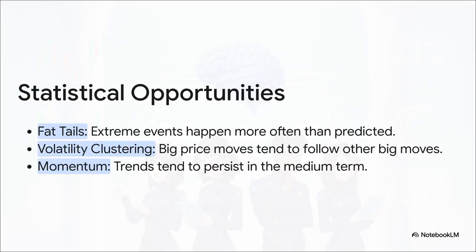And here are some of the specific documented statistical quirks of markets that create these opportunities. You've got fat tails, which just means that wild, extreme market moves happen way more often than standard statistics would predict. There's volatility clustering, the simple observation that big moves tend to be followed by other big moves. And finally, momentum, the tendency for trends to keep going once they start. These are the non-random patterns that a professional trader learns to exploit.